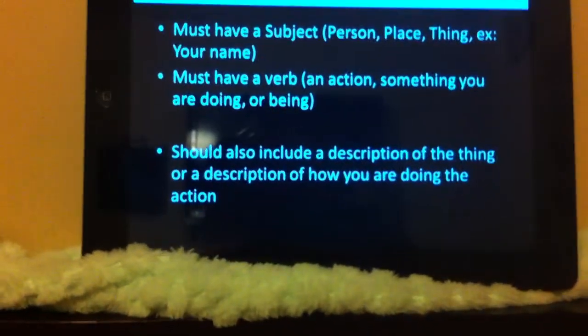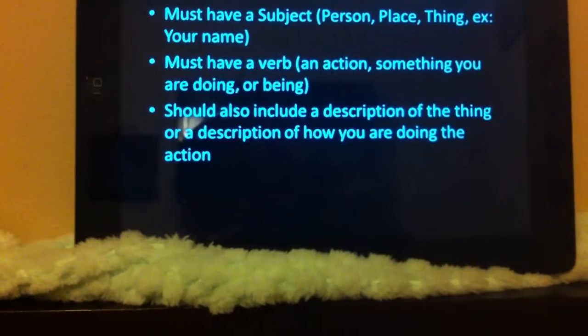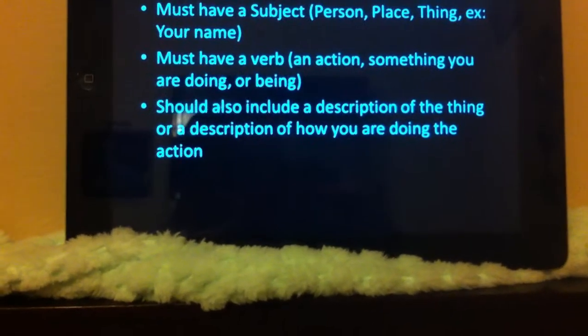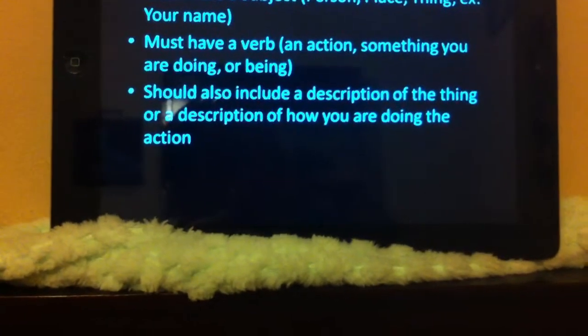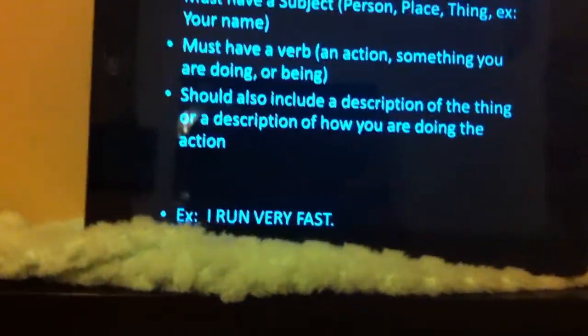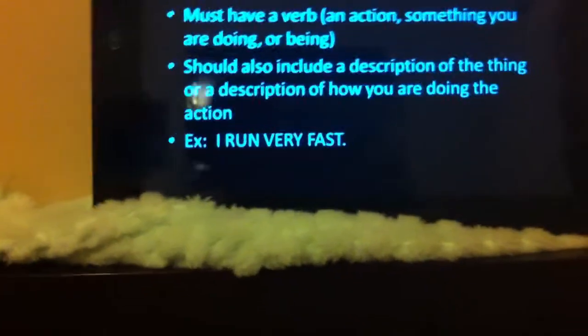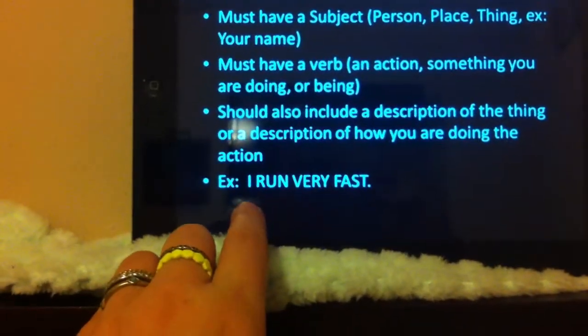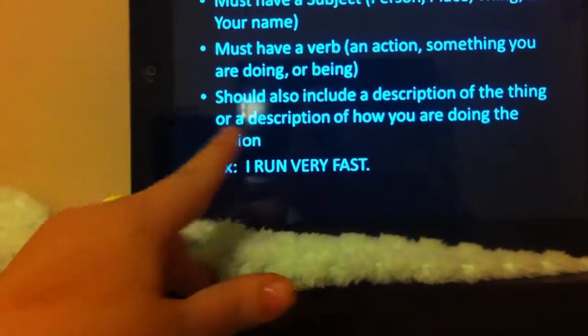And then to make our sentences really great, we're going to include a description of the thing or a description of how you are doing the action. So you're either going to describe yourselves even further, or you're going to describe how you're doing whatever you're doing. So if my sentence, for example, is I run very fast, the I is the subject, run is the verb, and then very fast is describing how I run.